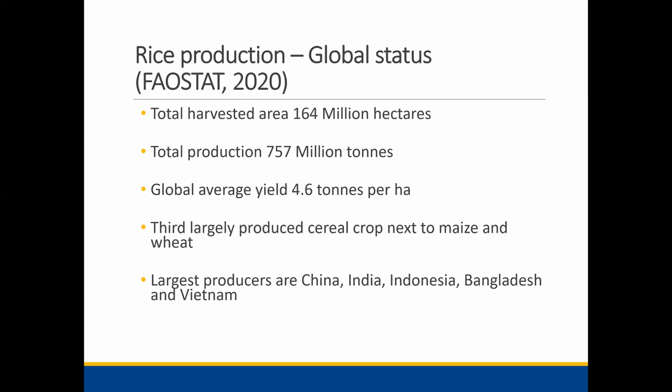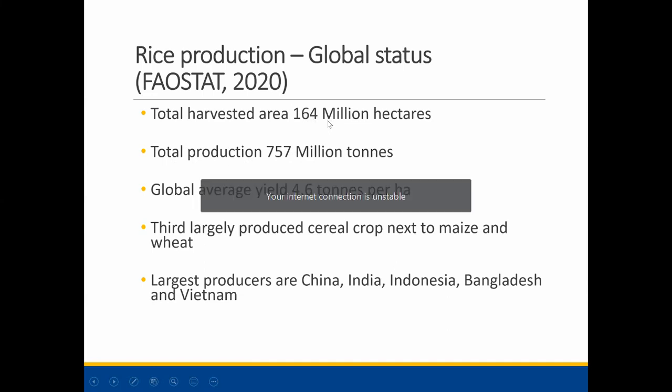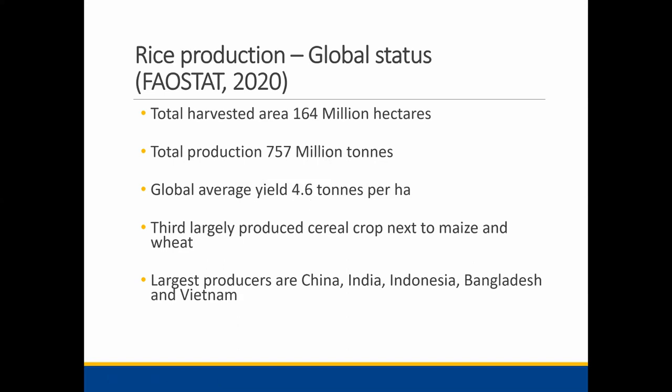The total harvested area in the world is around 164 million hectares, and total production is around 757 million tons. Using these two pieces of information, as in the very first class, we can calculate the yield and productivity. Now we have the production information and the harvested area, so you can simply estimate the average yield. That is around 4.6 tons per hectare, so around 4,600 kilograms if you convert it. That is the global average yield when you average across all the countries that cultivate rice.